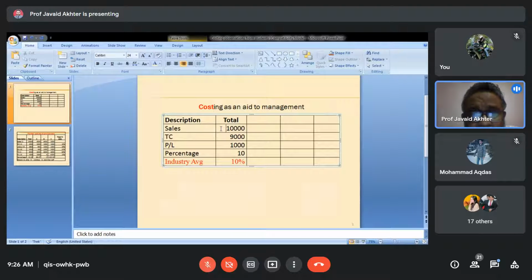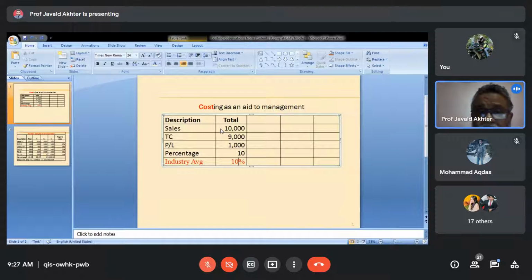A company's total sales is 10,000, of which total cost is 9,000, profit is 1,000. That is 10%, and the industry average is also 10%. So what is your conclusion? You have all the reasons to be satisfied. The industry expects a profit of 10%. We are also earning 10%, so we are happy.